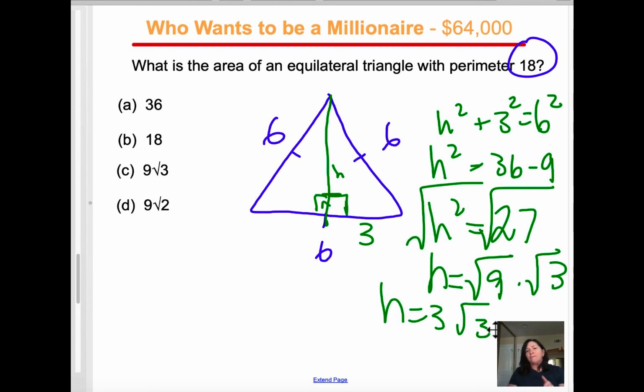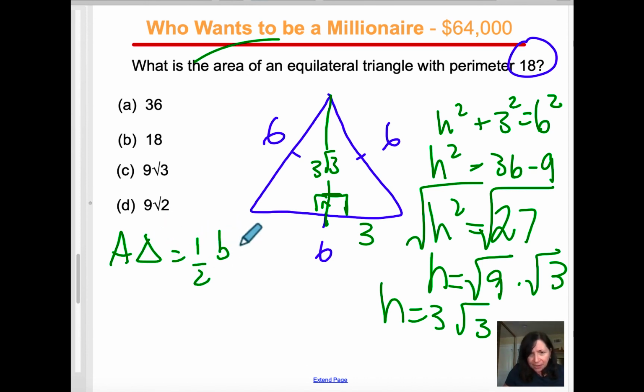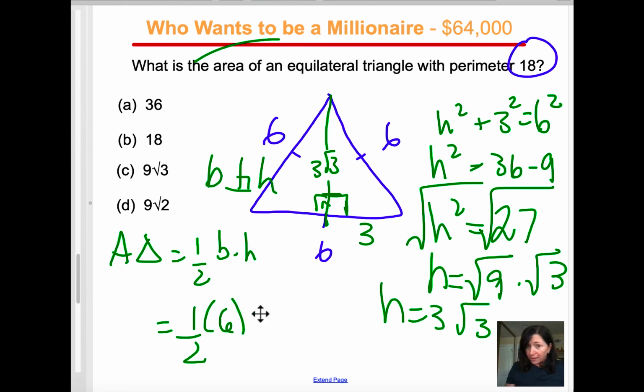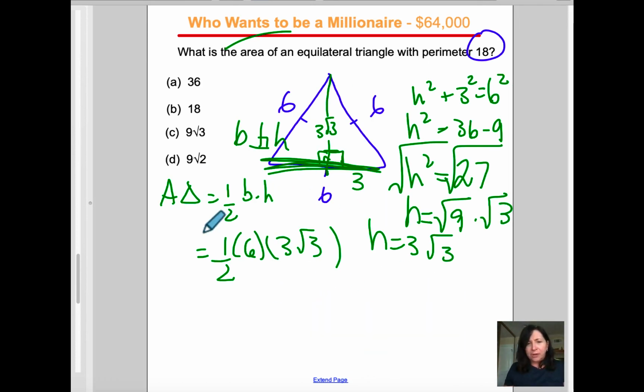Now be careful. We just found the height, right? And so if my height is 3 root 3, the area of a triangle is going to be 1/2 my base times the height. But remember, my base has to be perpendicular to my height. So 1/2 my base, which is 6, right? That's the base, not 3, but 6, times my height, which is 3 root 3. And again, numbers get multiplied with numbers.